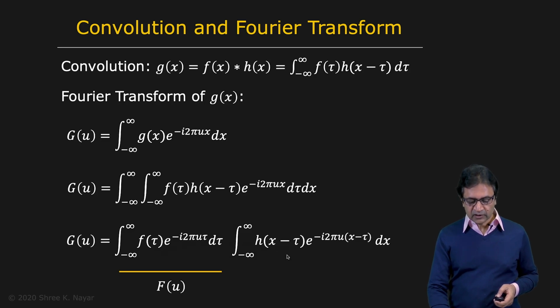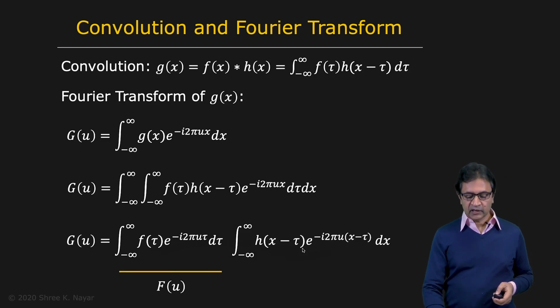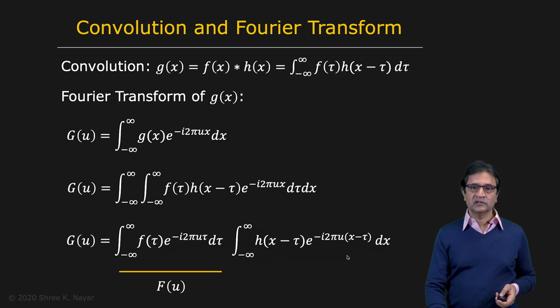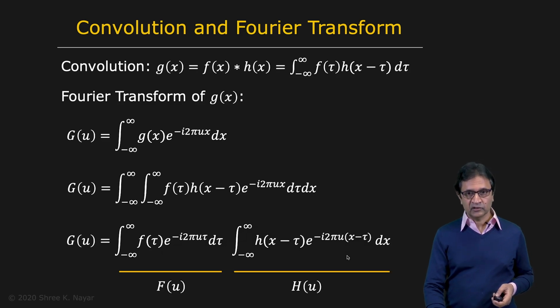And now let's take a look at the second integral here. You have x minus tau here. You can replace that with y, say for instance, substitute y equal to x minus tau. So this would also become y, and the integral would then be over y, except that you would have different limits, but since the limits go from minus infinity to infinity, they remain minus infinity to infinity. So therefore, what you have here is the Fourier transform of h.